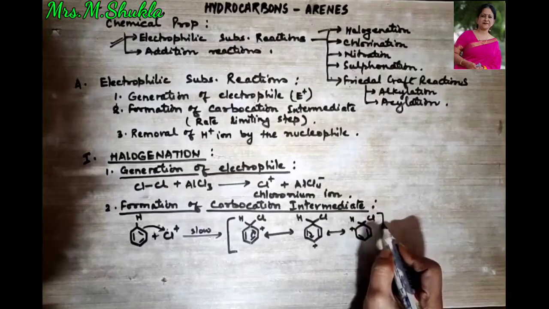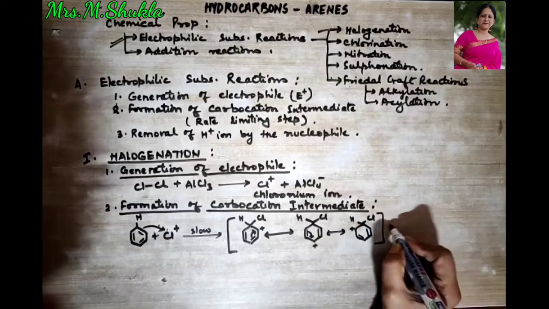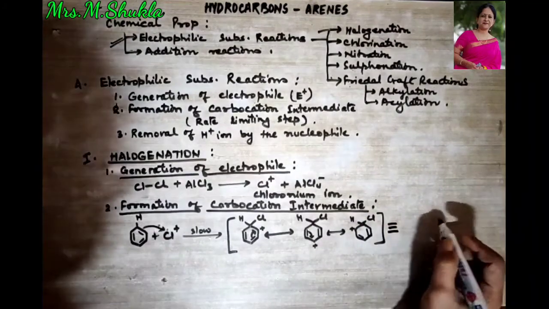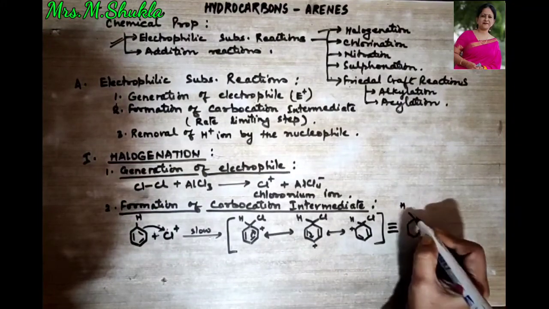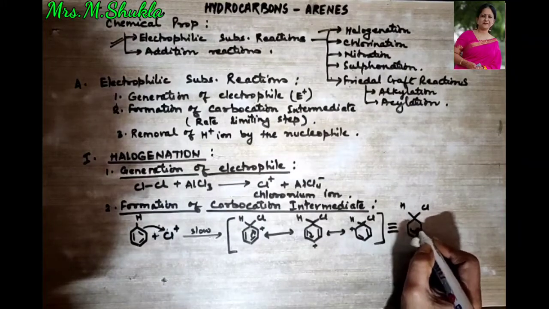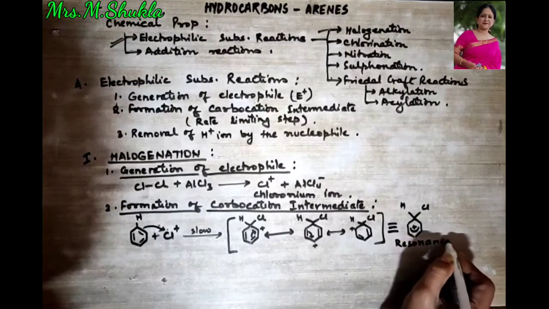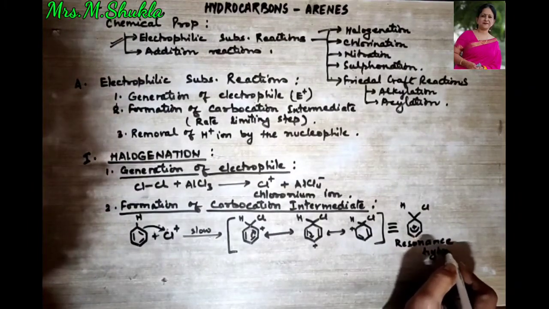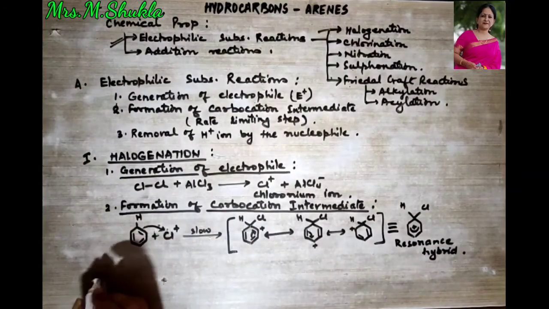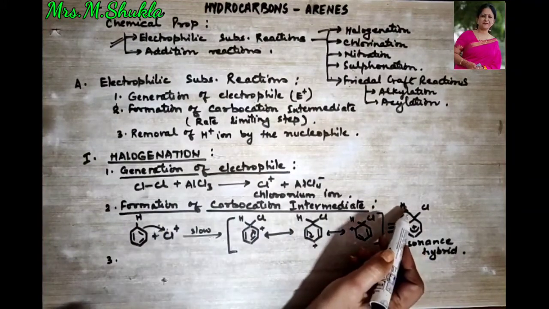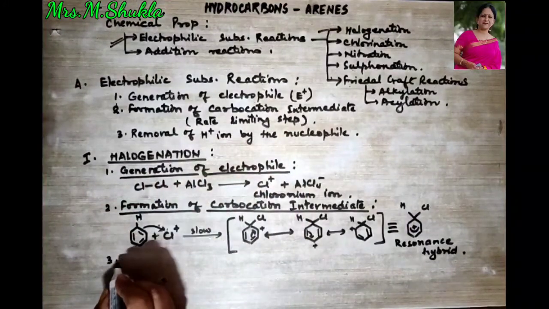So this way we see the resonance taking place over here, and now it stabilizes and forms what we say is a resonance hybrid, and that resonance hybrid can be shown like this. HCl. This is called your resonance hybrid, right? I hope till here it's very clear. Now we come to the third step. We have to remove this hydrogen, that is removal of proton by the nucleophile.